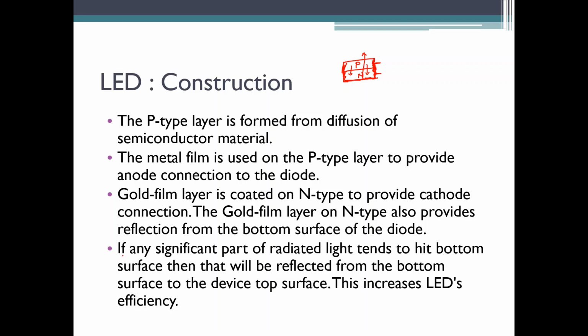See why it has been coated. If any significant part of the radiated light tends to hit the bottom surface, then that light will be reflected from the bottom surface to the device top. This increases the LED efficiency. So they have also told you the reason why the LED bottom surface has to be coated with a reflective material. It is not an anti-reflective material, it is a reflective material.